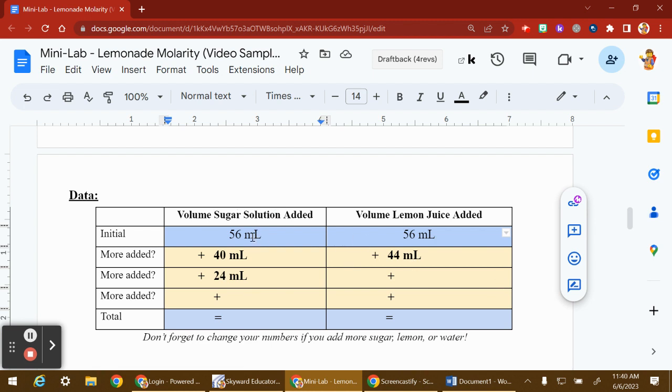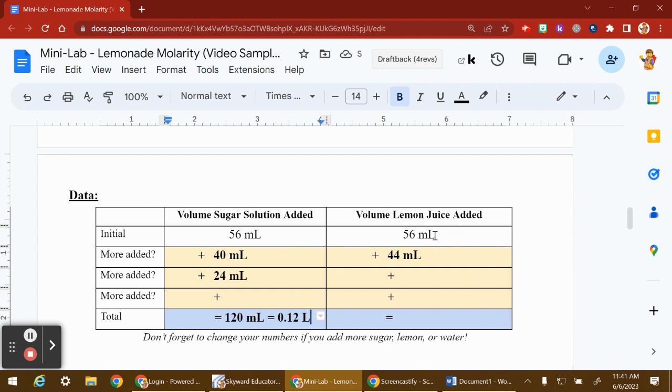So here's my sample data here. I started with 56 milliliters of sugar, and then I tasted and I added 40 more milliliters of sugar and then 24 more milliliters of sugar solution for a total of 124 milliliters of sugar solution, which by the way is equal to 0.12 liters. I just divided by 1,000.